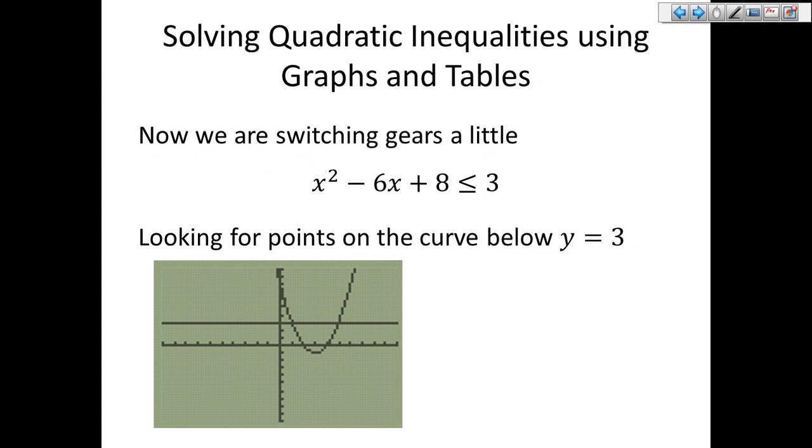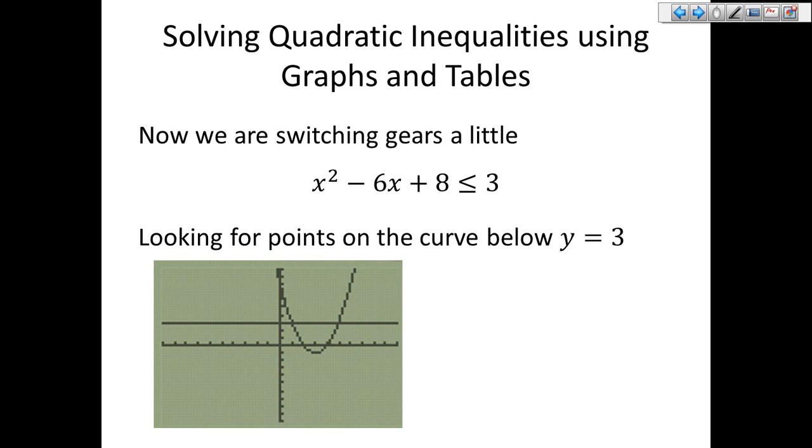Alright, now let's talk about solving quadratic inequalities using graphs and tables. Now we're going to need to switch the gears up a little bit. I've gone ahead on my calculator and graphed our quadratic, x squared minus 6x plus 8. And I'm interested in where that quadratic is less than or equal to 3. So I've also graphed the line y equals 3, and that's that horizontal line.